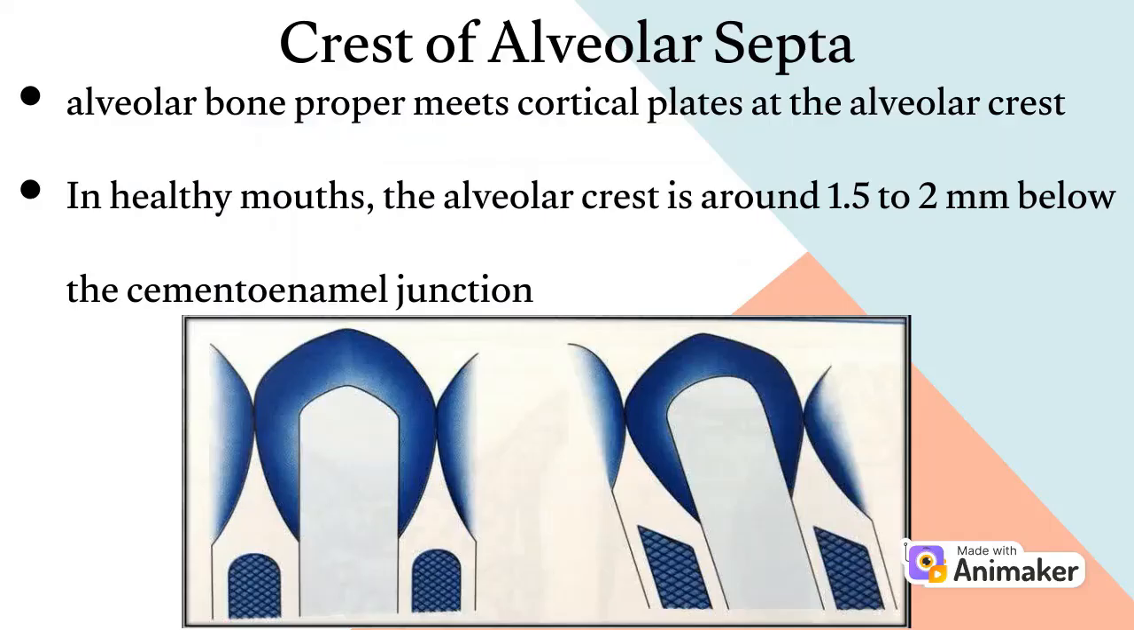Now we have the crest of alveolar septa, or the alveolar crest. This is where the cortical plates and the alveolar bone proper meet, and the shape of its outline is dependent on the position of the adjacent teeth. The alveolar crest is around 1.5 to 2 millimeters below the CEJ in healthy mouths.